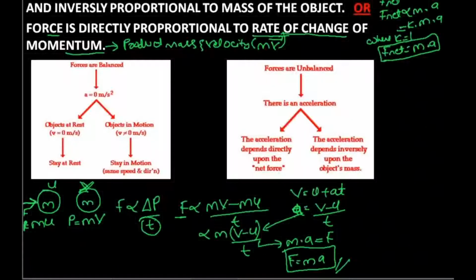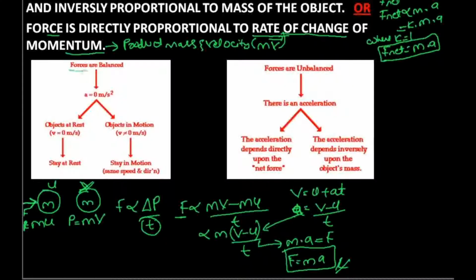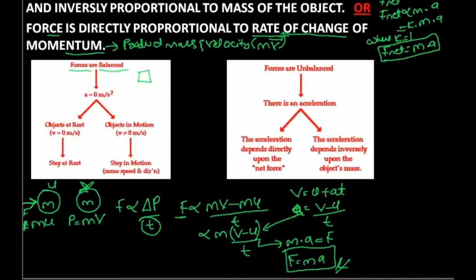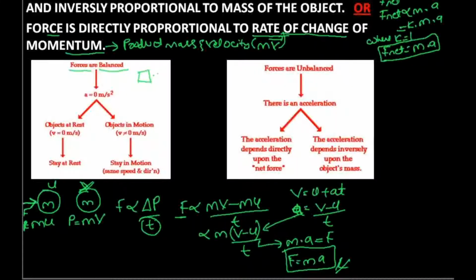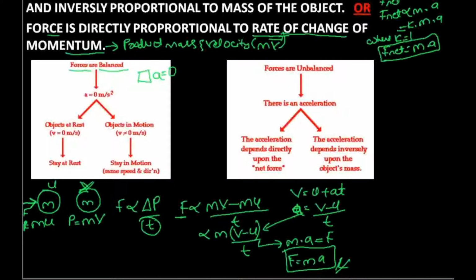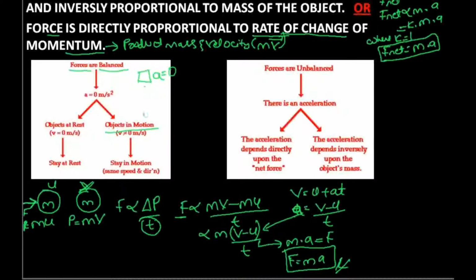Consider one more thing. When the forces are balanced, when an object has balanced forces from all around the body, acceleration is equal to 0. You can consider two things here. When the body is at rest, the acceleration will be 0. When the object is in motion with uniform velocity, acceleration is again 0.